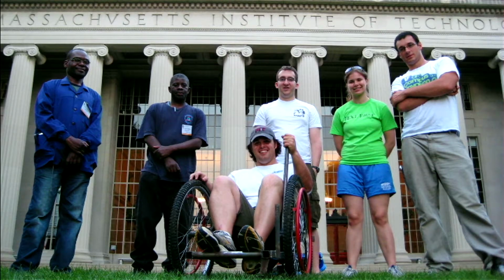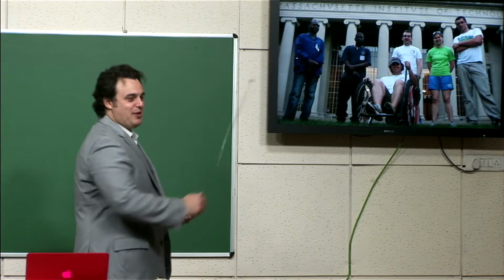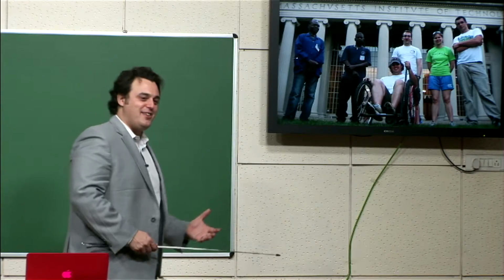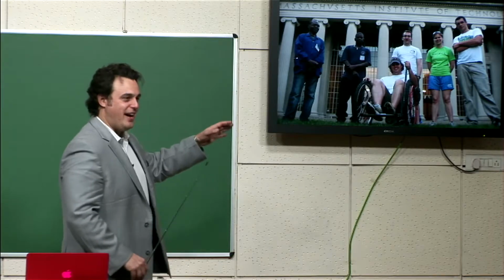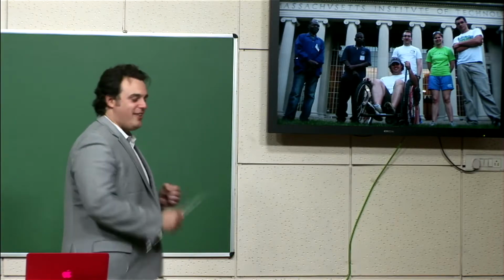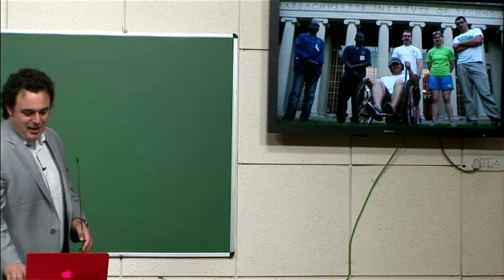Colleges like IIT Delhi or MIT love pictures like this where their students make something, they're proud of their students, and they want to show it in the media. And so we were really excited about this device that we had made, and we'd ride it around campus, and it was really fun.